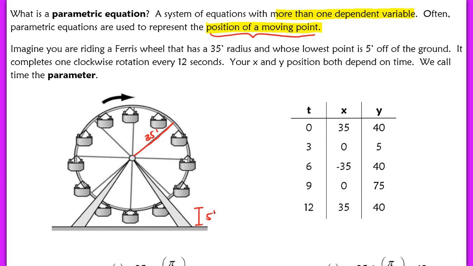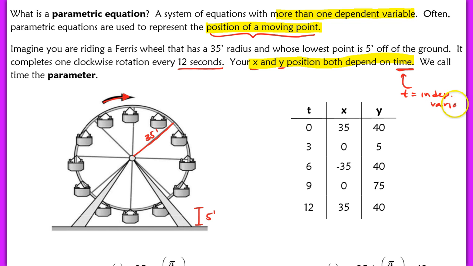Now it completes one clockwise rotation every 12 seconds. So here that arrow is showing the general direction of motion. And it completes a rotation every 12 seconds, so we're definitely dealing with some periodic functions. Now your x and your y position both depend on time. So no longer do we have x as the independent variable. Now your x and your y both depend on the variable time. So time is now your independent variable.